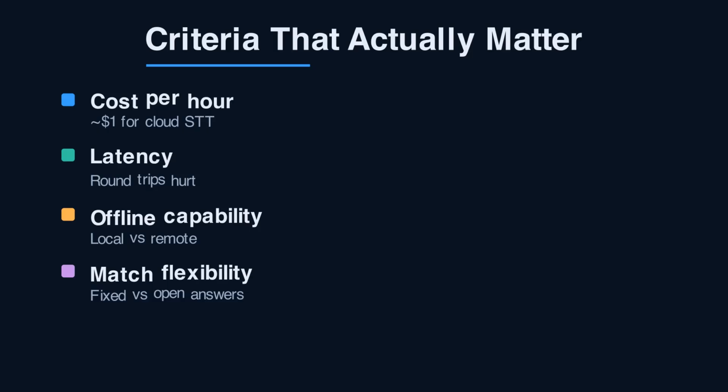A quiz has short, predictable answers like A, B, or true. You do not need a full natural language model for that. Streaming every second of audio to the cloud burns money. Latency matters when a player expects instant feedback. Standard speech-to-text bills around $1 per audio hour. Keyword spotting on the client bills nothing. So the real choice is what runs local versus remote.